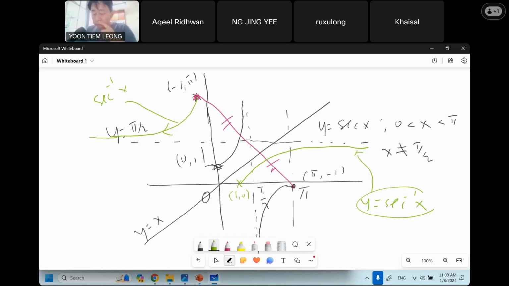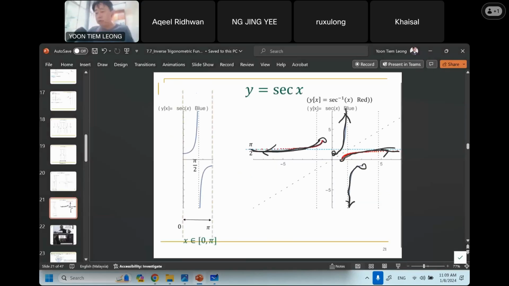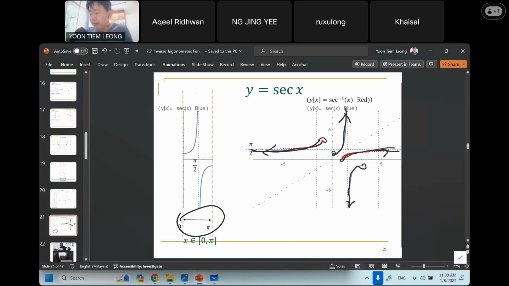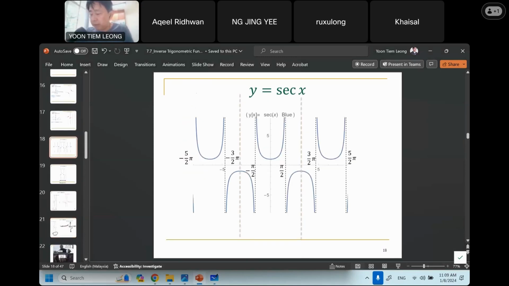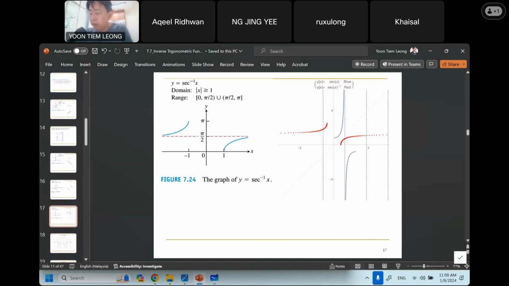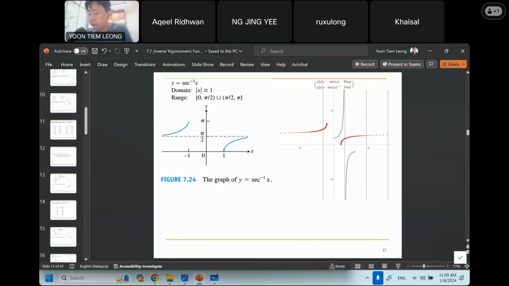So that's all I want to say about how to construct the reflections of the secant function on the right-hand branch of the restrictions in its domain. Now the next thing we have to talk about is the specific values of the arc trigonometric functions.